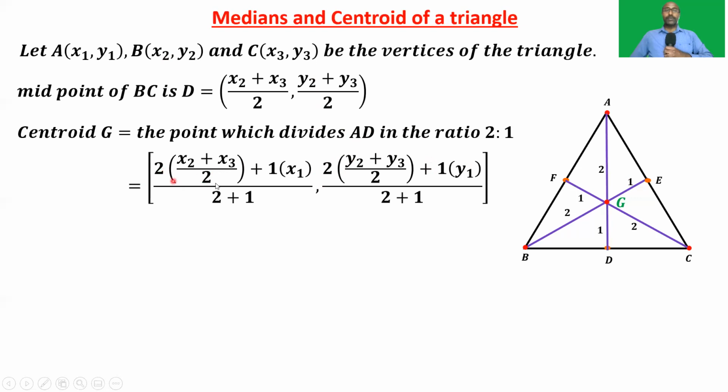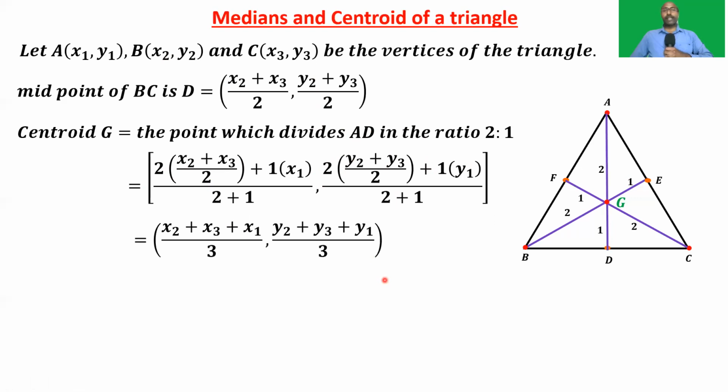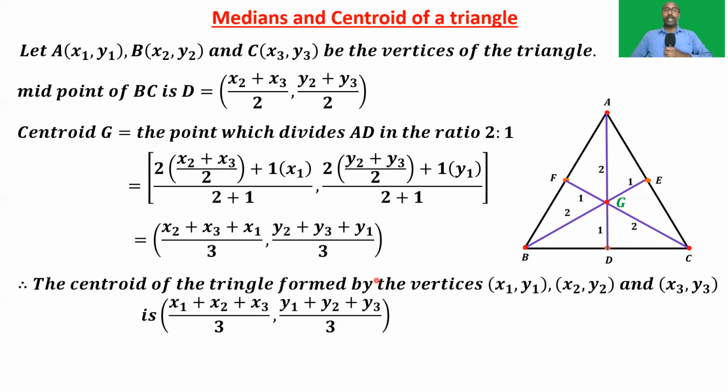Now cancelling 2, we get (x2 plus x3 plus x1 by 3, y2 plus y3 plus y1 by 3). By rearranging the order, the centroid of the triangle formed by the vertices (x1, y1), (x2, y2) and (x3, y3) is (x1 plus x2 plus x3 by 3, y1 plus y2 plus y3 by 3). This is also one important concept of this chapter. Now let us solve the problems based on this concept in exercise 7.2.